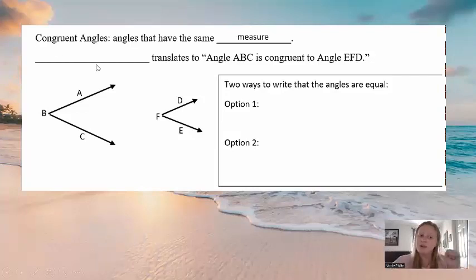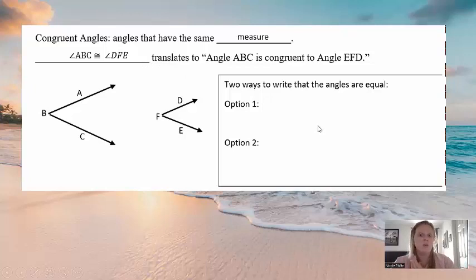But we're not going to write the word congruent all the time. We learned a symbol for that. So remember, it was the equal sign with a little tilde above it. And then we use a little angle symbol, and ABC is how we would name this first angle. And angle DFE is how we named the second angle. So this statement is pronounced angle ABC is congruent to angle EFD.